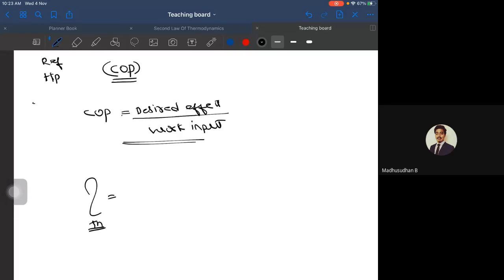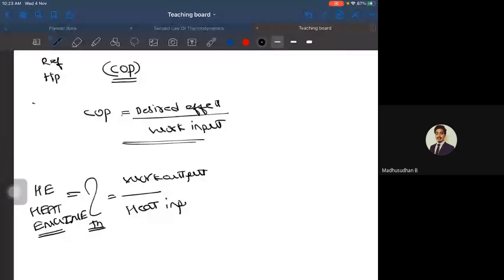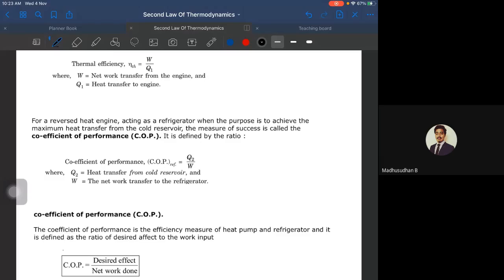Thermal efficiency is associated with the heat engine. When you are trying to analyze a heat engine, you evaluate it in terms of the thermal efficiency, eta thermal, which is given by work output divided by heat input. Similarly, if you want to analyze refrigerators and heat pumps, you evaluate them using a parameter known as the COP, which is the ratio of the desired effect divided by work input. So all these things we discussed in the last class. Okay.